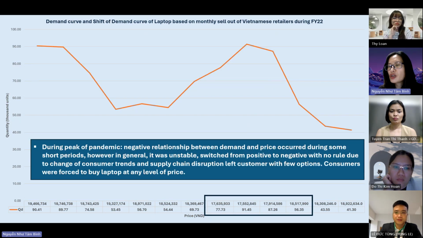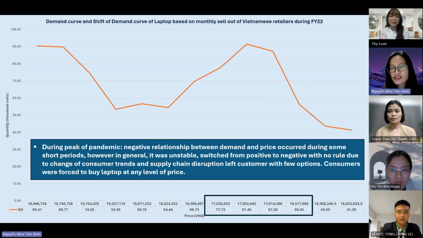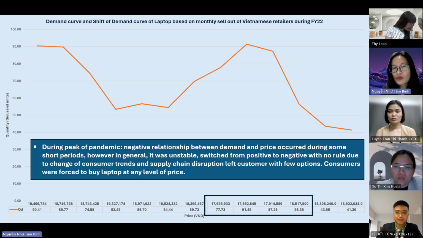So the conclusion we can have is that during the peak of the pandemic, there was a negative relationship between the demand and the price, and it occurred during some short periods. However, in general, it was unstable and switched from positive to negative with no rule due to the change of consumer trends and the supply chain disruption, which made people have no more options, so consumers were forced to buy laptops at any level of price.